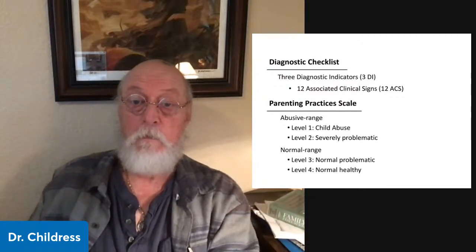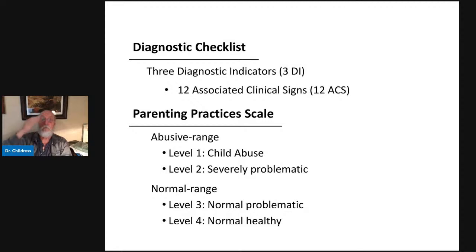Now, the other feature about this is the parenting practices rating scale. So there's 2 aspects of the assessment protocol. And this is to document whether the targeted parent is abusive range or normal range. And it's focused on the targeted parent because we're taking a look at that aspect of the diagnosis. Is the targeted parent abusing the child in some way, creating the child's attachment pathology towards that parent? If so, tell us how.